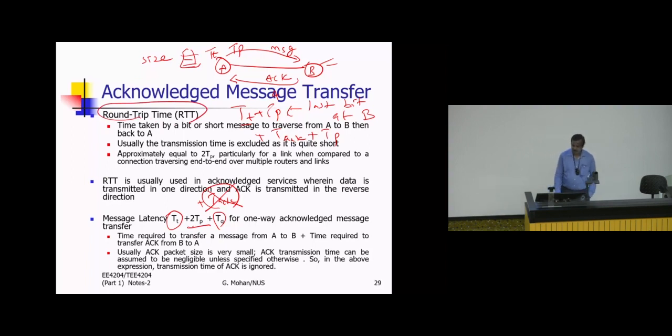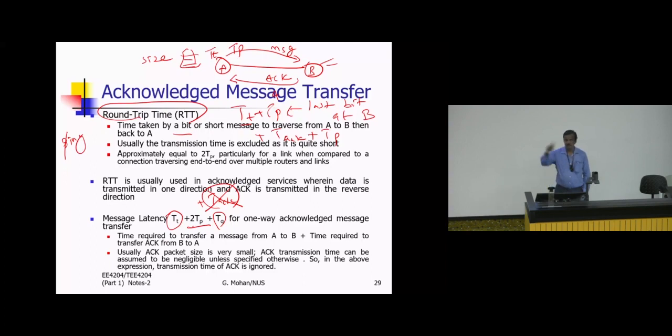As the name says, round trip time means the time taken by a bit or short message to traverse from one end to the other end. We can define RTT for a link, or you can define RTT for a connection. Connection means something which can traverse more than one link. For example, if you use the ping utility, if you ping some IP address or some server from your system, you can see the round trip time, how long it takes for a small message to go from this end to the remote server and come back. So this is the round trip time.